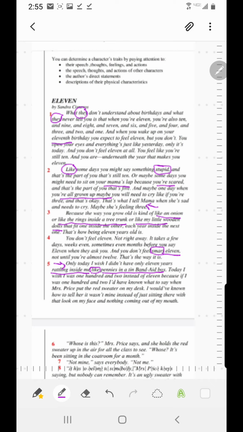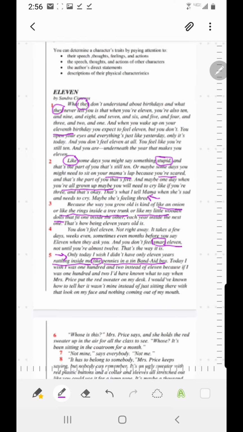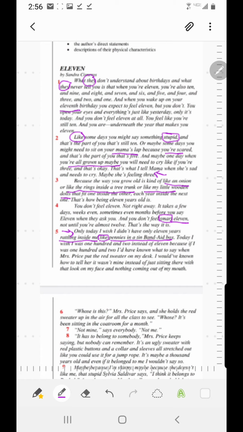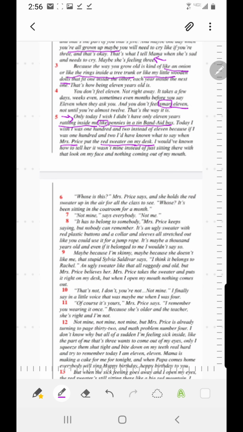And so here we go. The next scene opens up and it says, "Whose is this?" Miss Price says. And she holds the red sweater up in the air for all the class to see. "Whose? It's been sitting in the coat room for a month." So you're introduced to Miss Price with this kind of dialogue. Now remember, this is Rachel's perspective, right? So we don't really know the tone in which Miss Price asked this question, right? We're only getting one perspective here.